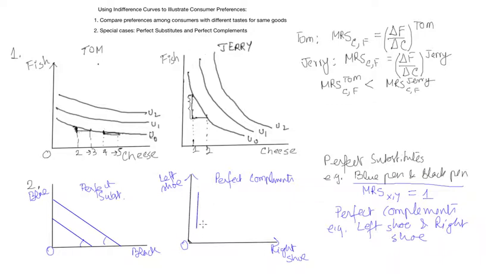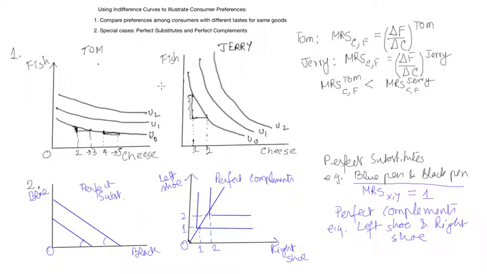The indifference curves for these are L-shaped. So for perfect complements, the indifference curves are L-shaped. And the quantities of these goods are such that it is 1 and 1, or 2 and 2.